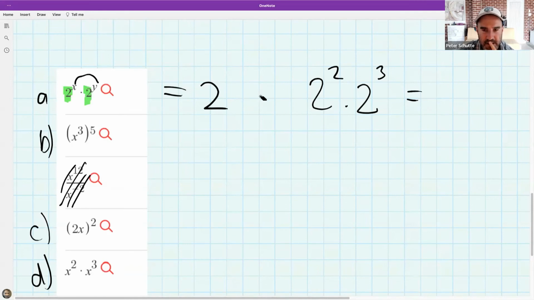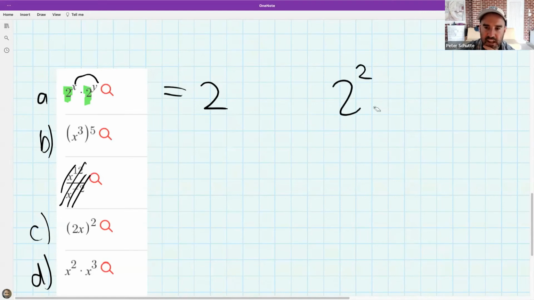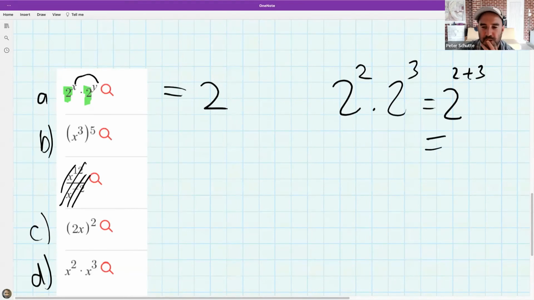If you're not sure, just think about what we normally do. If we have 2 to the 2 times 2 to the 3, wouldn't it just be that? Getting a bit harder now. Pinky actually got it in the chat there. Yeah. Well done.